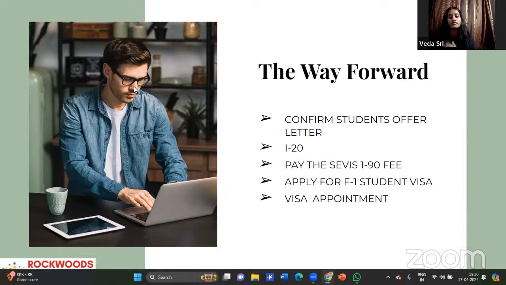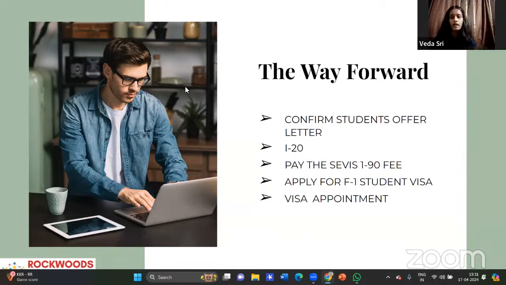And after applying for the visa, obviously, if somebody is going to the US, for example, we have to go to a certain website run by the US government, and according to the slots, we have to book our appointment.